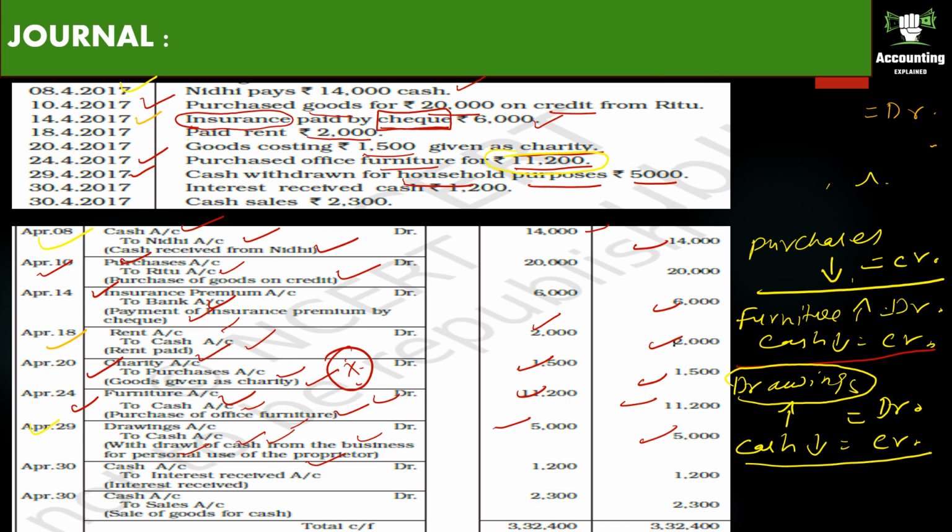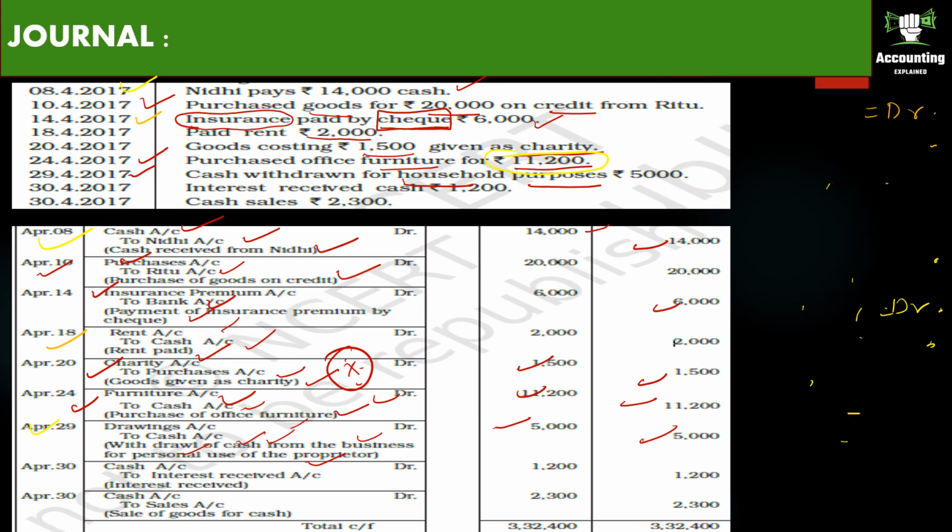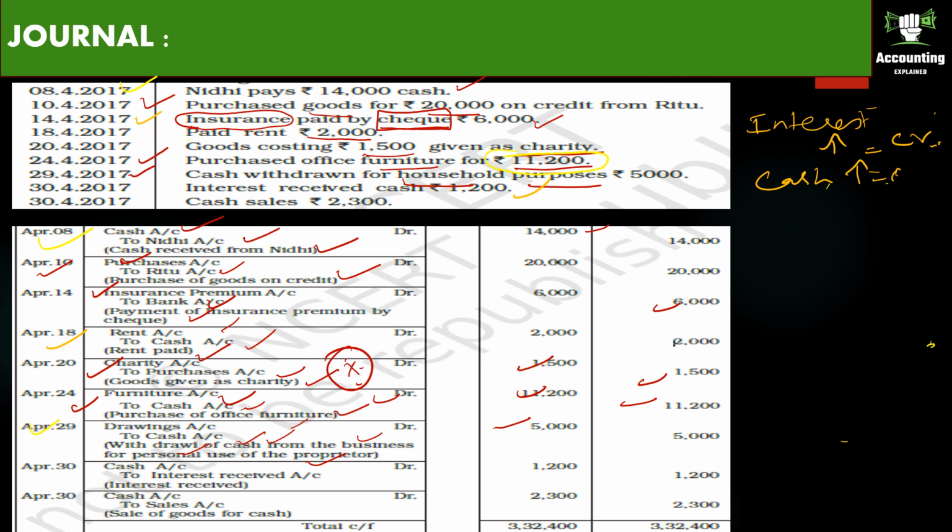Next transaction, on 30th April 2017, interest received in cash, rupees 1200. So we have received interest in the form of cash for rupees 1200. So interest received means it's an income. When the income increases, what do you have to do? You have to credit. And cash is an asset. It increases, you have to debit it. So the entry on 30th April is cash account debit to interest account 1200, interest received.